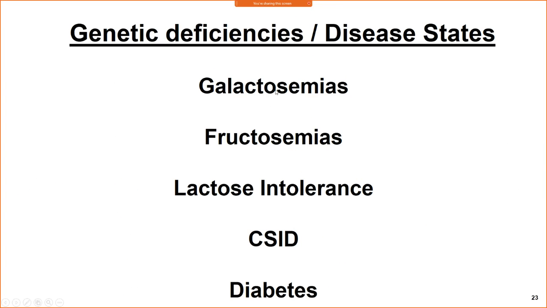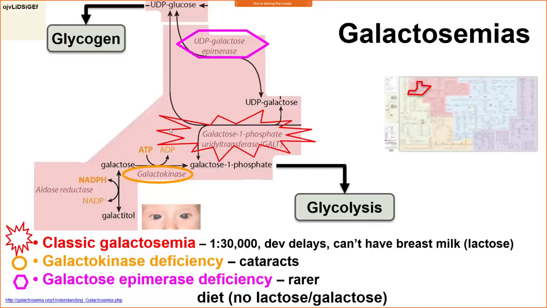So now we're going to get through, we have like 10, 15 minutes left, the genetic diseases: galactosemias, fructosemias, lactose intolerance, CSID, and diabetes. Some of them I'm going to go through very quickly just because the slide's there and I just want you to know the genetic defect and what's going on.